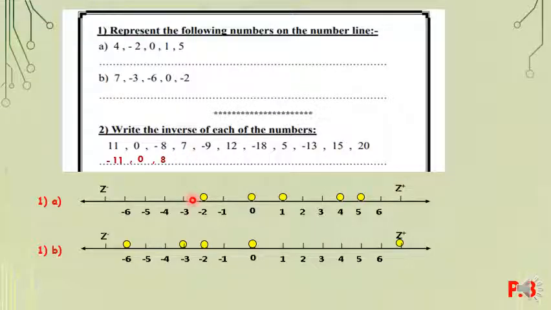7. What is the inverse of 7? The inverse of 7 is -7. -9. What is the inverse of -9? 9. Here we have 12. Its inverse is -12. Here we have -18. Its inverse is 18. Here we have 5. Its inverse is -5. -13. Its inverse is 13. Here we have 15. Its inverse is -15. And the last one is 20. Its inverse is -20.